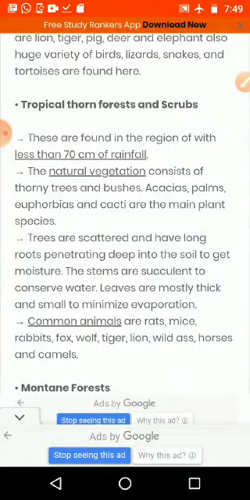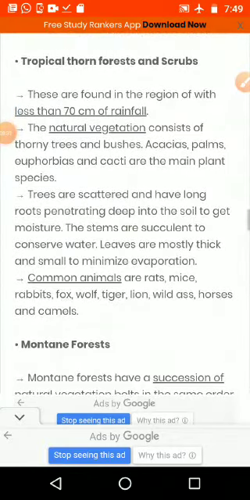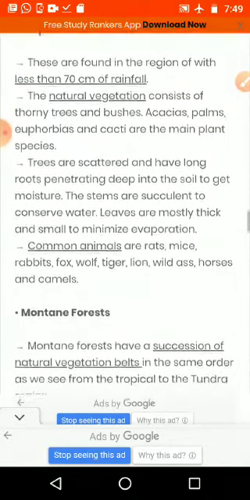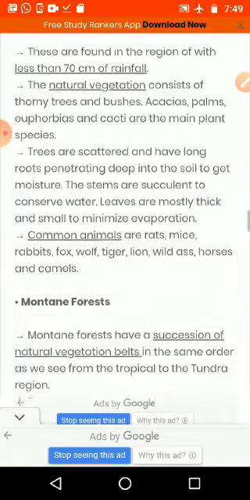Tropical thorn forests and shrubs. These are found in regions with less than 70 centimeters of rainfall. The natural vegetation consists of thorny trees and bushes. Acacias, palms, euphorbias and cacti are the main plant species.